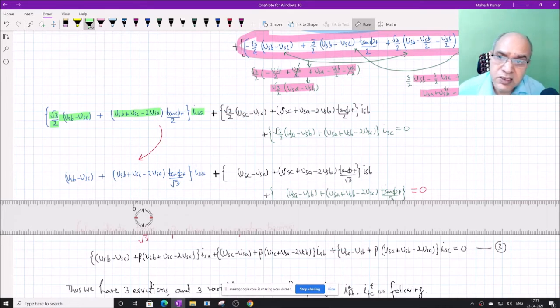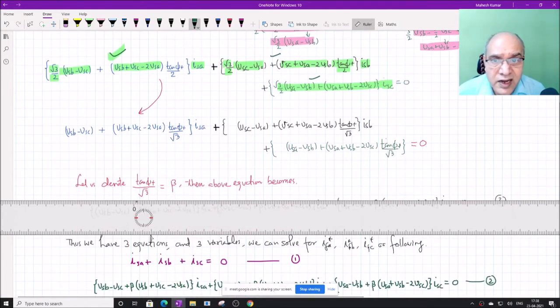And similarly, a similar term will be for the next one: root 3 by 2 BSC minus BSA. Just update the subscript B to C, C to A. And this becomes BSC plus BSA minus 2 BSB tan phi plus by 2. This is ISB. And similarly, we have the ISC term. So you see a kind of symmetry in those terms. They are similar terms except for updating the subscripts. Again you see something will cancel here.